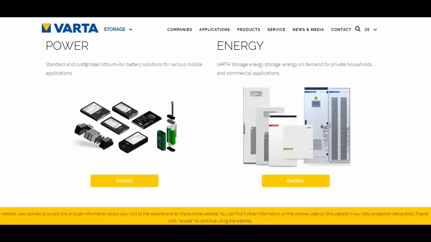And this is the other segment, power and energy, and it works the same way as solar panels. The energy is collected throughout the day and then converted to electricity or power for your home or even commercial factories and commercial places. So it's energy on demand for private households and commercial applications.